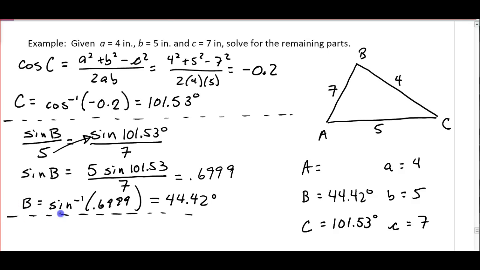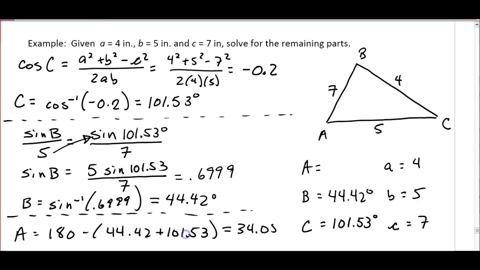And now that I have these two angles, I have to just subtract those from 180 to get the third angle. So 180 minus 44.42 plus 101.53, and that should give us 34.05. Alright, and there you have the three missing angles.